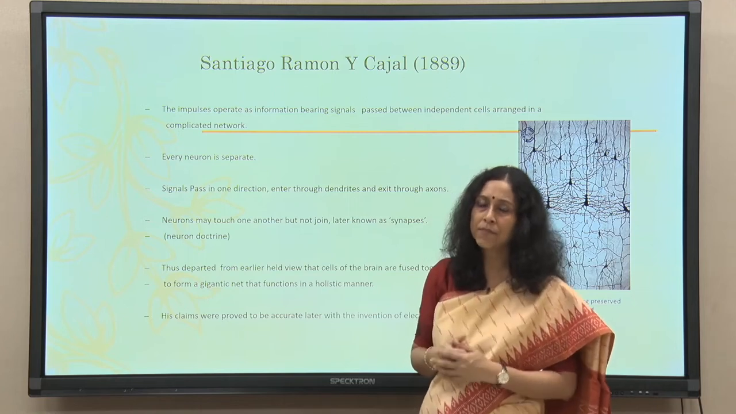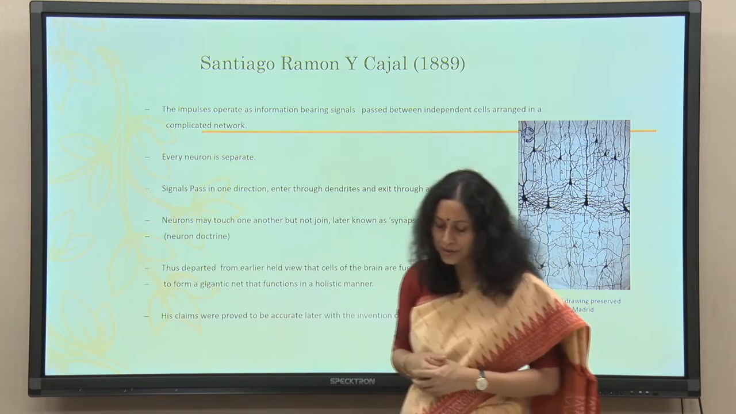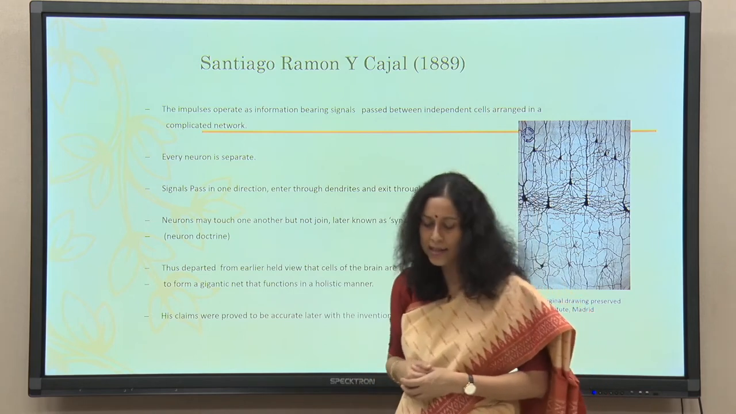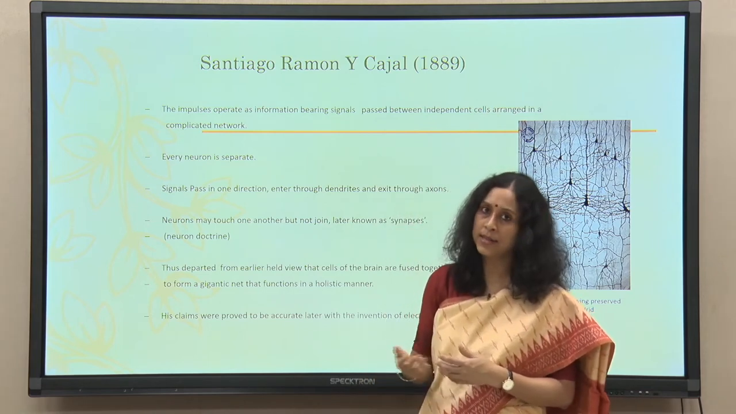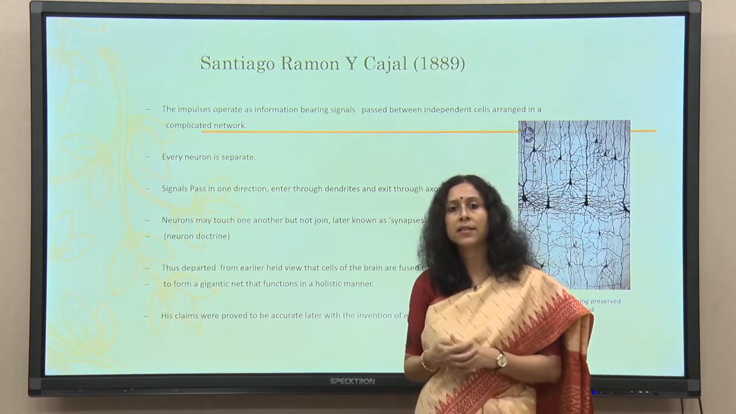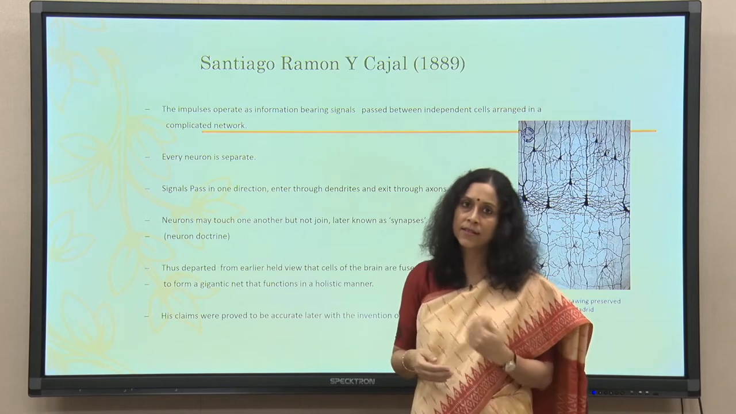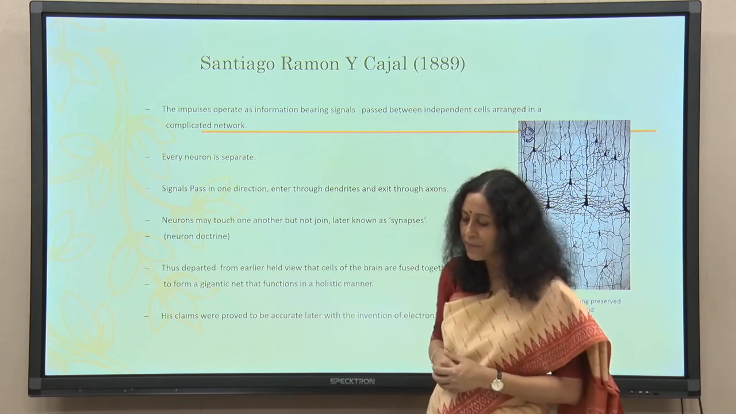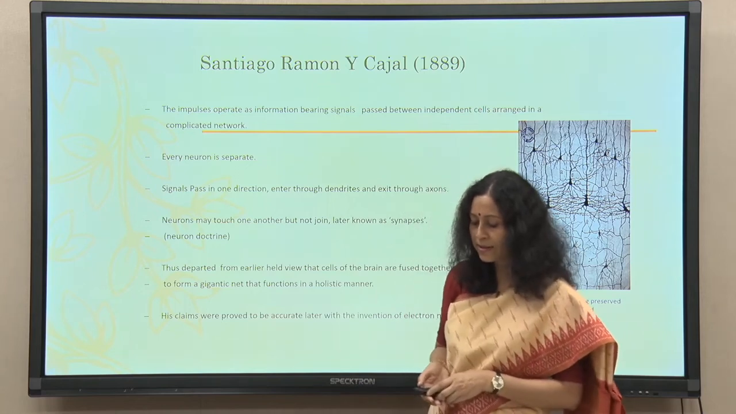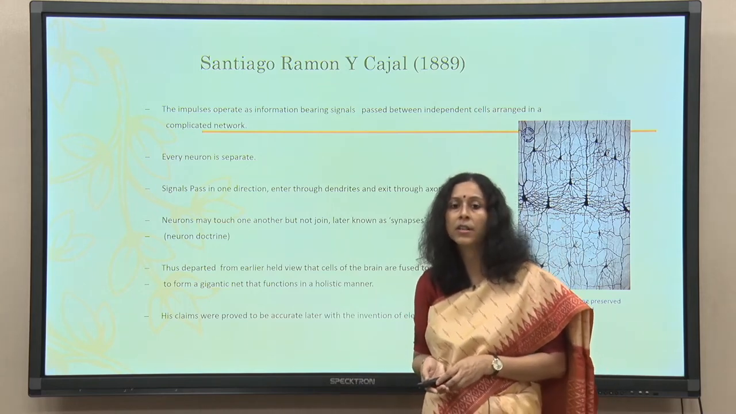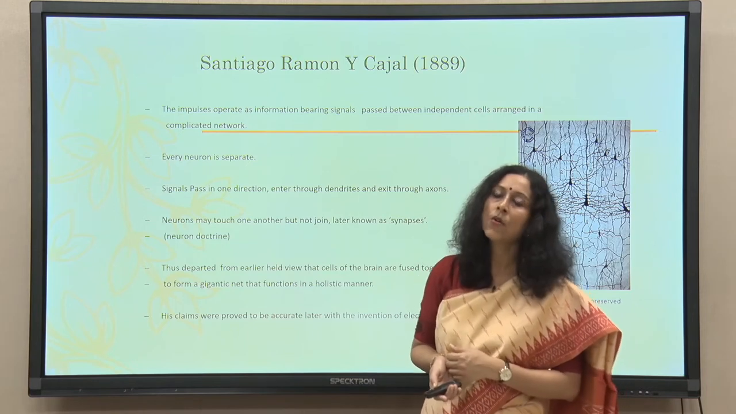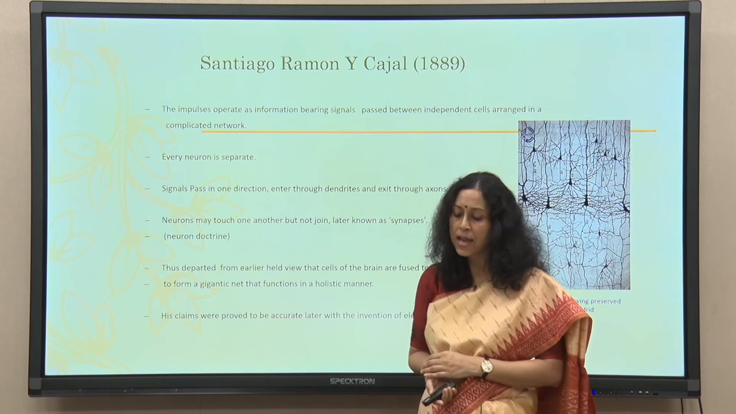There is a slight gap between two neurons, and the electric impulses, the signals, pass from one neuron to another. He also proposed that the signal enters through the dendrites and exits through the axons. This is how he postulated, and this was later called the neuron doctrine, that there is a gap between the neurons, which later was called the synapse.